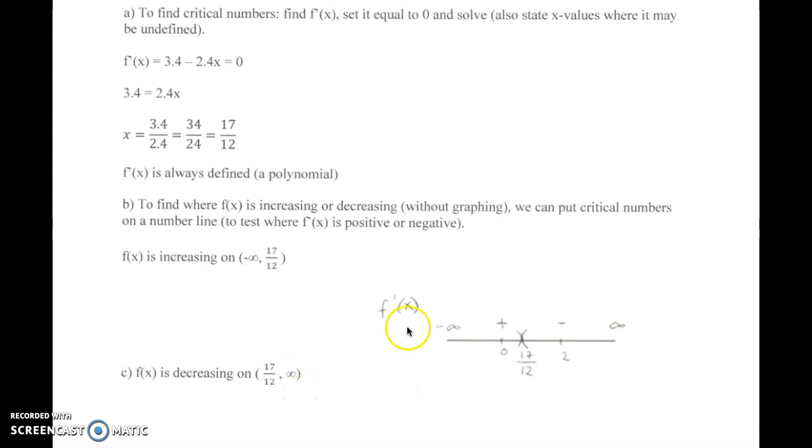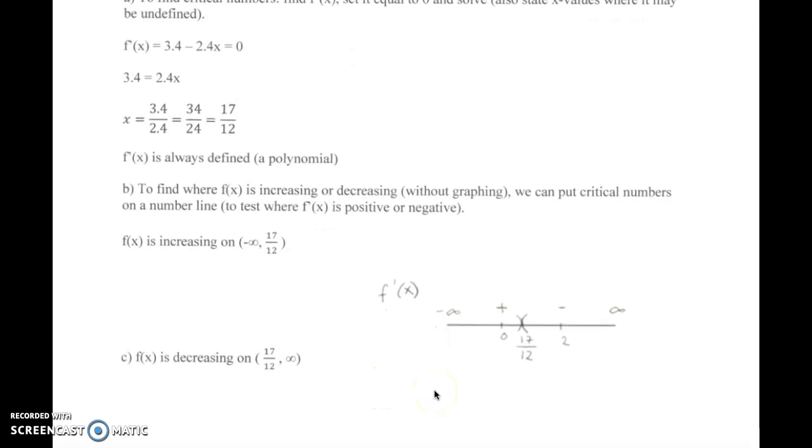Here is an example of a number line check. Here's our derivative, and our critical number is 17/12. We plug in values close to 17/12 and see what the value is. When we plug in 0, we get a positive number, which means it's increasing. When we plug in 2, we get a negative value, which means it's decreasing. You could also graph this, but like I said, you want to be able to do this without graphing the function. Therefore we have the open interval 17/12 to positive infinity, where it is decreasing.